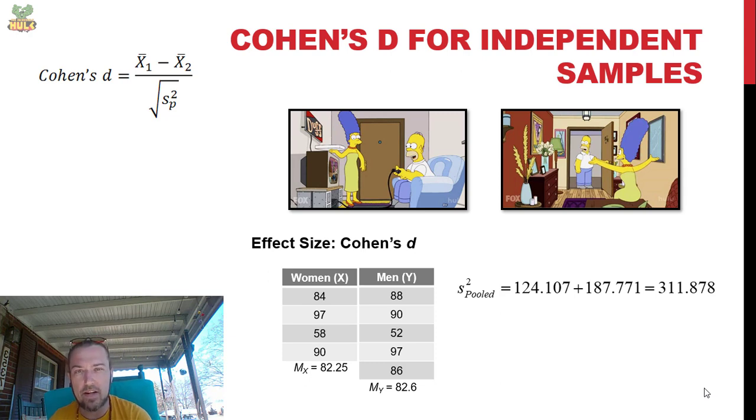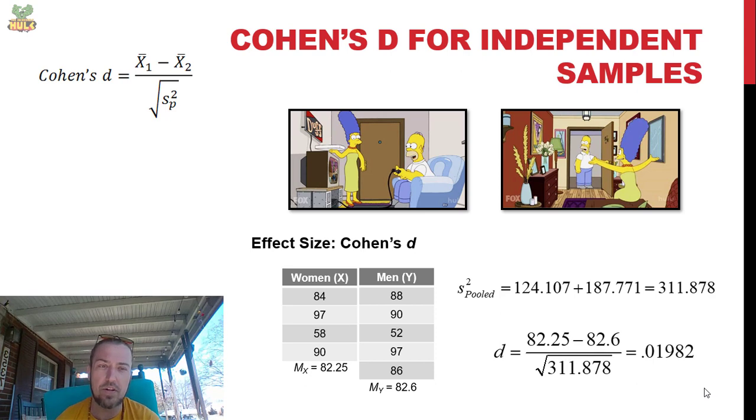So we go back into that calculation, and we grab our X and our Y data. We saw that the average for the women was 82.25 for their ratings of cartoons. The average of the men was 82.6. So we have our X bars for the numerator there. Our pooled variance measure, taking the variance of each group and adding them together, gave us 311.878. We then take the square root of that measure in the denominator, and we put our two averages in the top. We end up with a Cohen's d of 0.019.